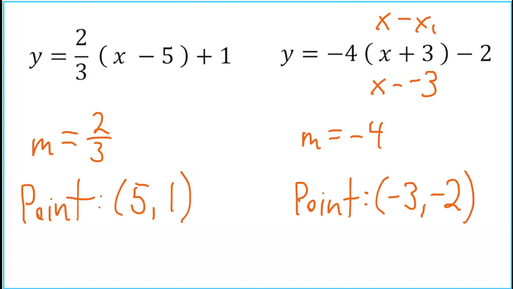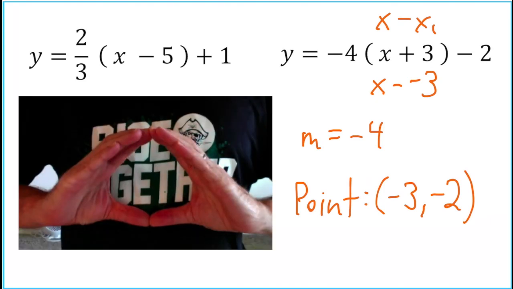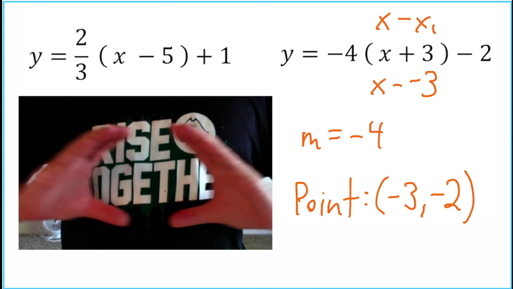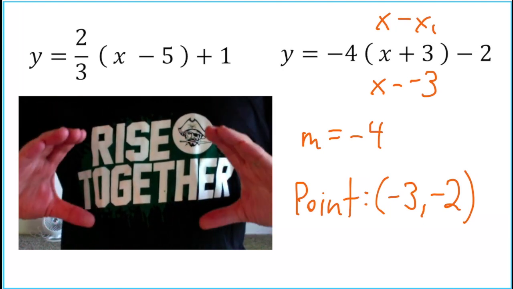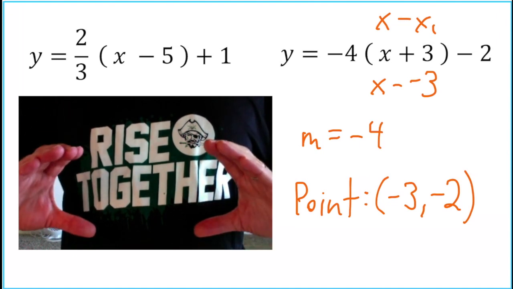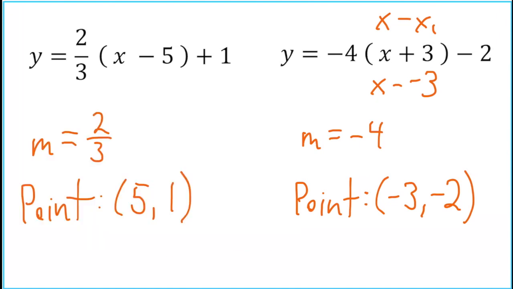So the key phrase that we use throughout the year to remind us of how to get the point is: whatever's in the parentheses, you use the opposite sign for your x value. Whatever's on the end, that is your y value. So take your hands, form some parentheses, say it with me, opposite, opposite. So when you see x minus 5, you're going to use the opposite of that, +5. When you see x plus 3, you're going to use the opposite of that and use -3.